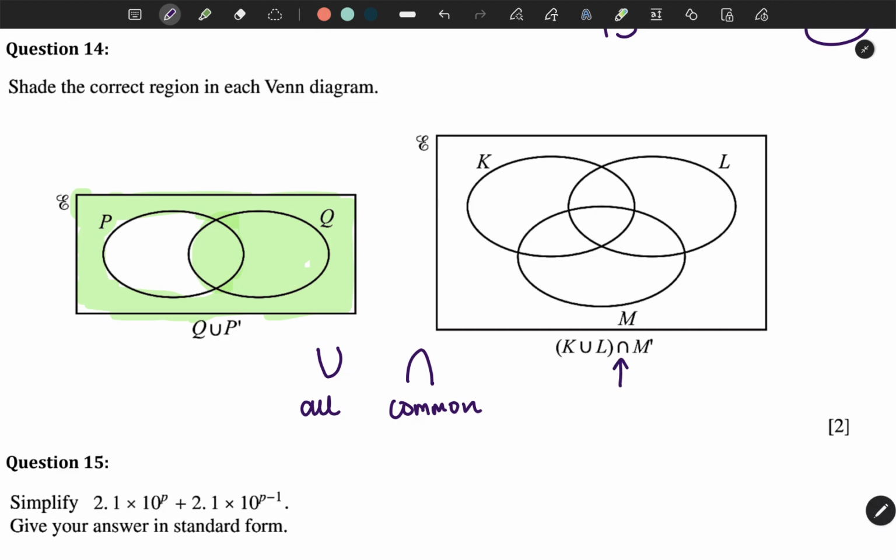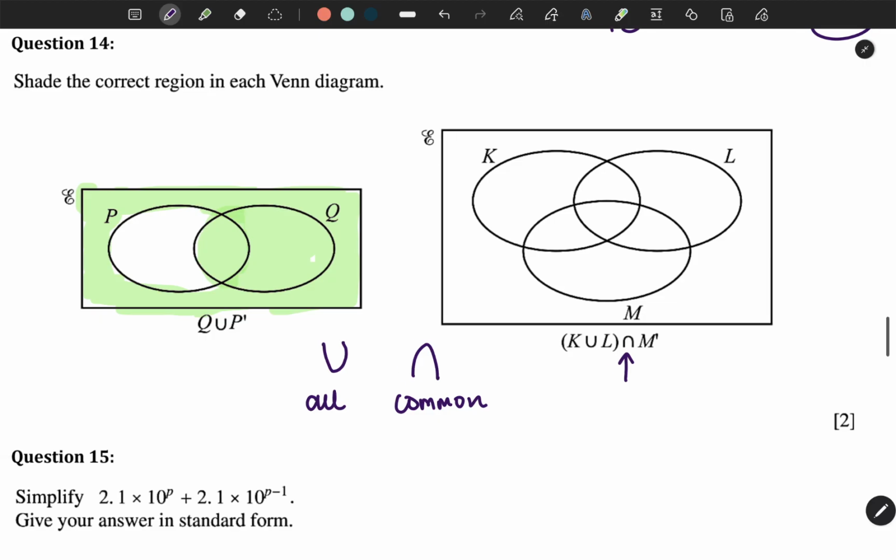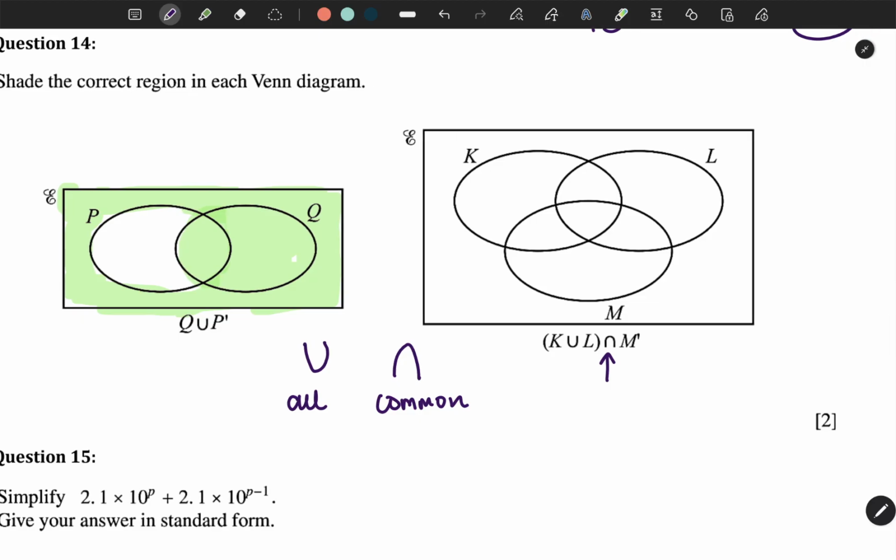So we have to find out the intersection of M dash. M dash is M complement, which is outside M. And then we need to do it with K union L. K union L is this entire region. With this entire region, I have to take M dash. For M dash, I have to only look outside M.